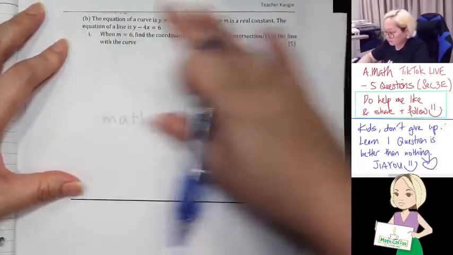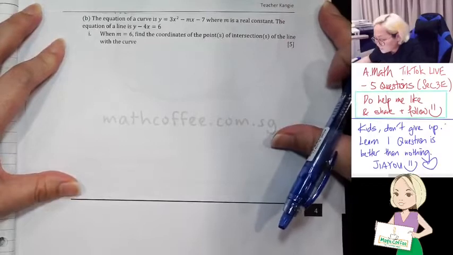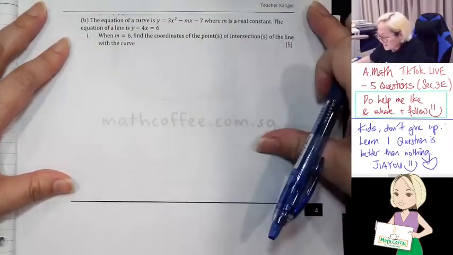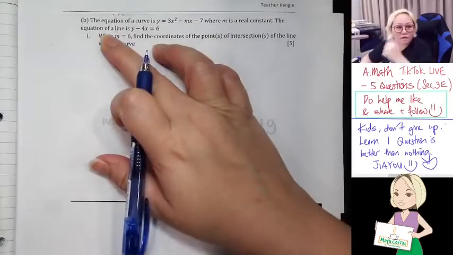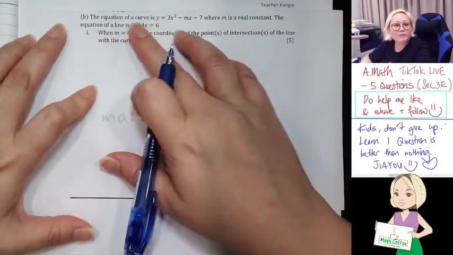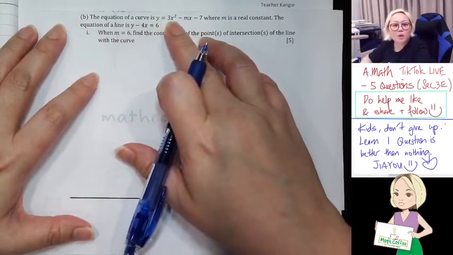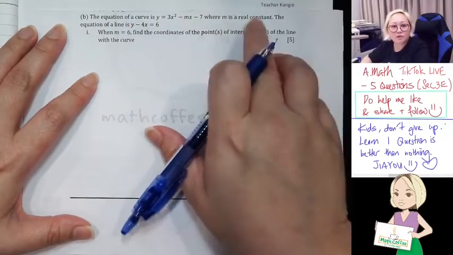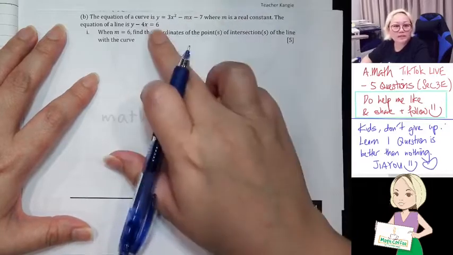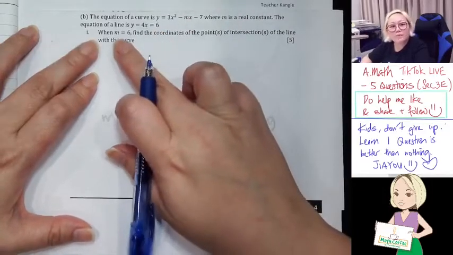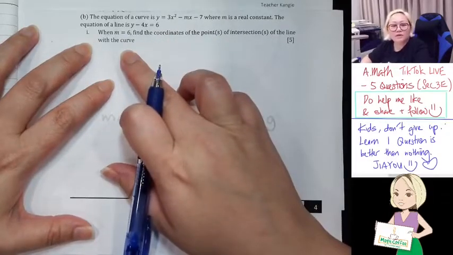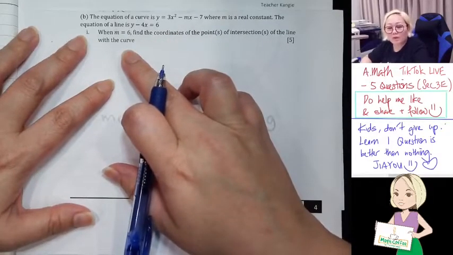Next. Okay. So come. The equation of a curve is y equals 3x squared minus mx. Same thing, this is a curve. They tell you m is a real constant, okay? The equation of the line is this. So they tell you, okay, when m equals 6, find the coordinates of the points of intersection of the curve. This actually sounds very complicated, right?